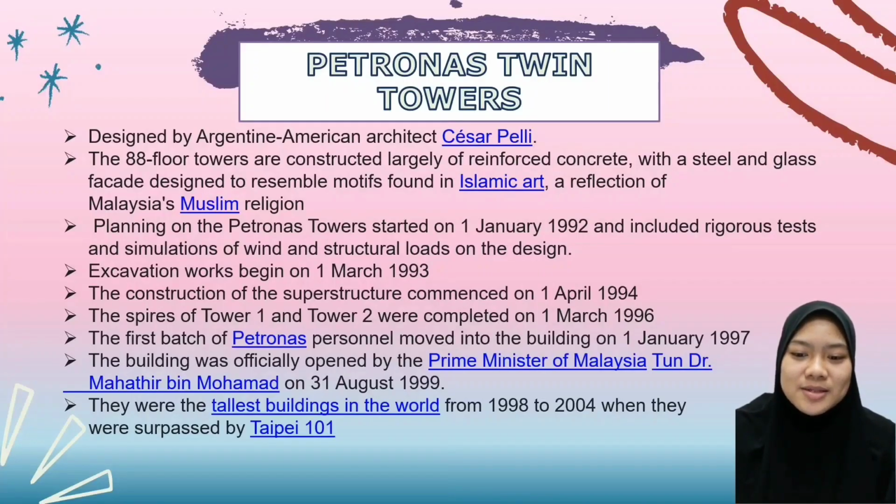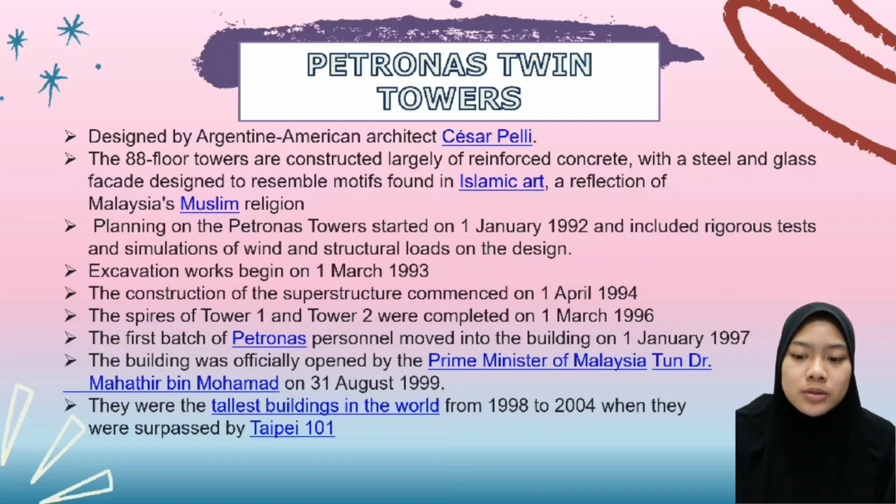I would like to explain about the history of the Petronas Twin Towers. The Petronas Twin Towers were designed by Argentine-American architect Cesar Pelli. The 88-floor towers are constructed largely of reinforced concrete with a steel and glass facade designed to resemble motifs found in Islamic art, a reflection of Malaysia's Muslim religion.